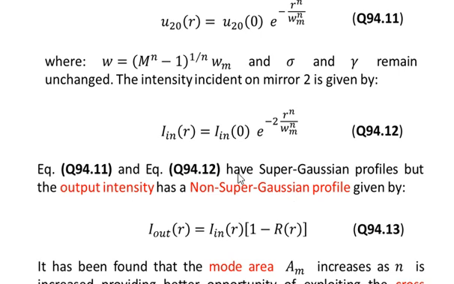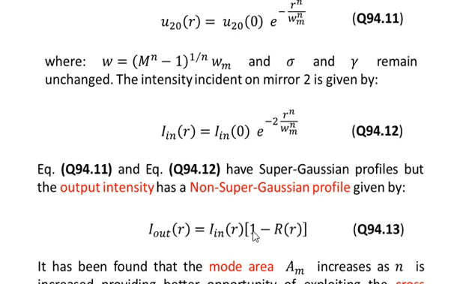Equations number 11 and 12 have super Gaussian profiles, but the output intensity has a non-super Gaussian profile, as given in equation number 13. So you see that the output beam intensity will be equal to the input beam intensity multiplied by 1 minus capital R of r, because capital R is the intensity reflectivity and 1 minus R will be the intensity transmittivity. So this equation number 13 will give you the intensity of the output beam.